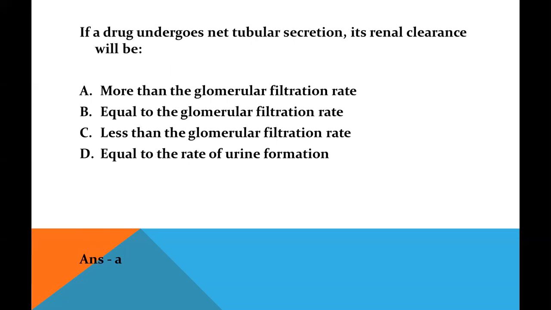Now moving to the next question. If a drug undergoes net tubular secretion, its renal clearance will be, the options are more than GFR, equal to GFR, less than GFR, and equal to the rate of urine formation. So if a drug undergoes net tubular secretion, then its renal clearance will be more than the GFR.